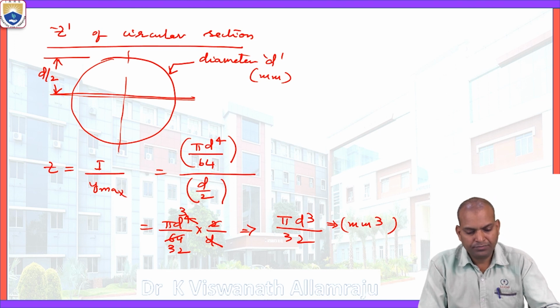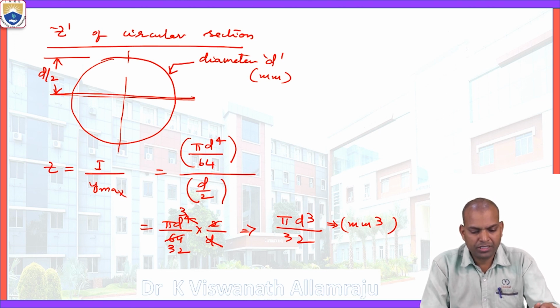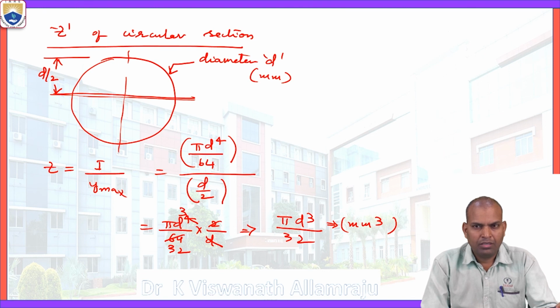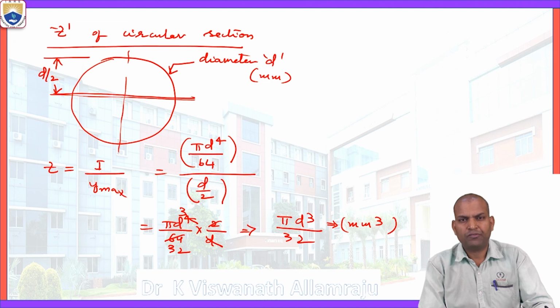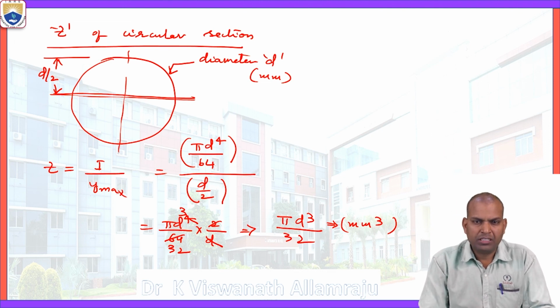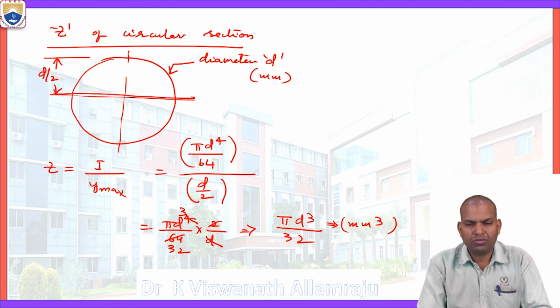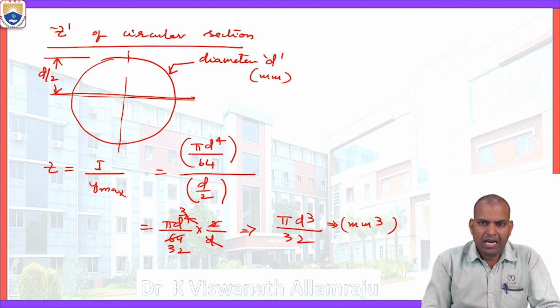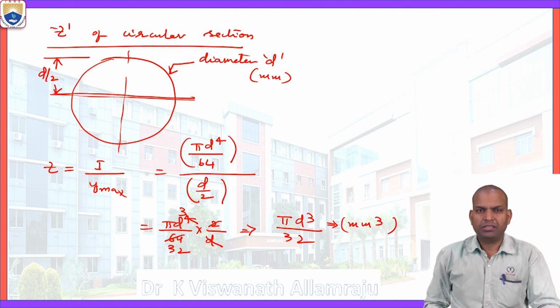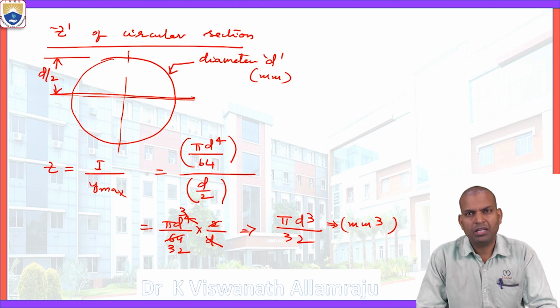So in this session, we have learned what the concept of pure bending is, what bending stress is, what the theory of pure bending is, and what the relation is between moment of inertia and y maximum. That relation is known as the section modulus, and we covered the section modulus of a rectangular section, a square section, and finally a circular section.